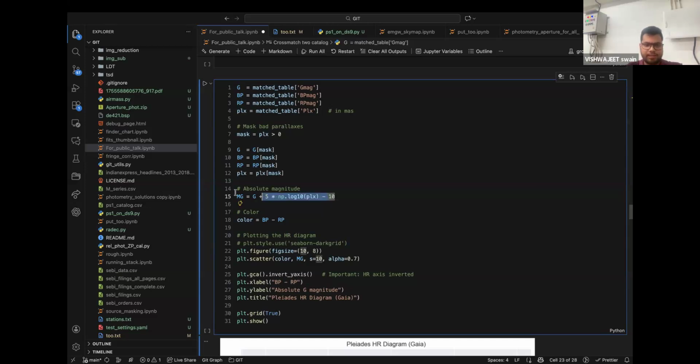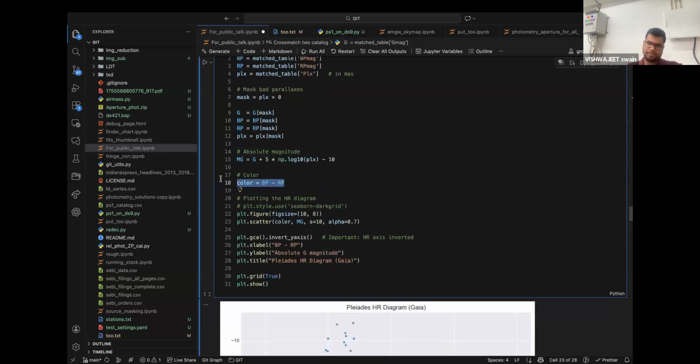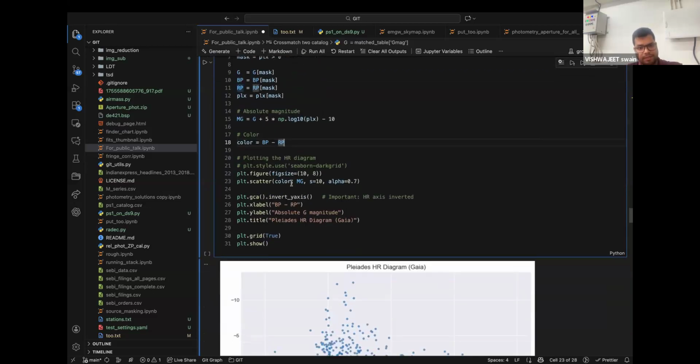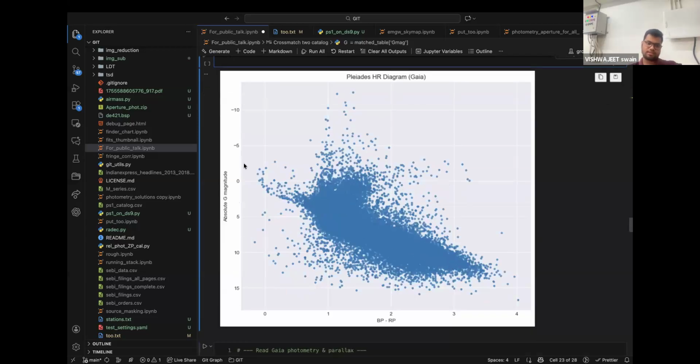So I directly utilize the formula from the paper, but it is quite simple if you derive it. And then we get the color magnitude. Color is just a difference of two magnitudes in different filters, and then we plot it. Here we did not put many filters in the plot, so you are getting a very scattered plot. Here on the y-axis it's absolute G magnitude, and on the x-axis it's basically color, right?